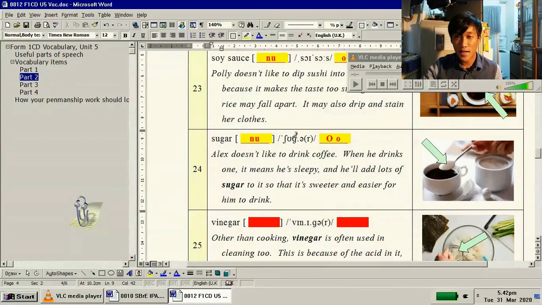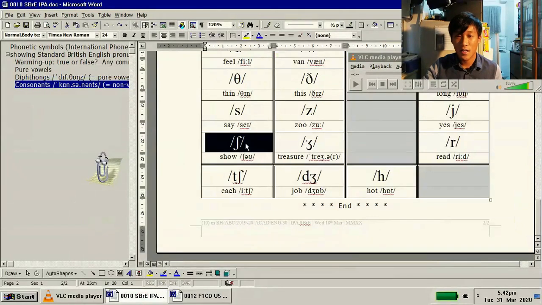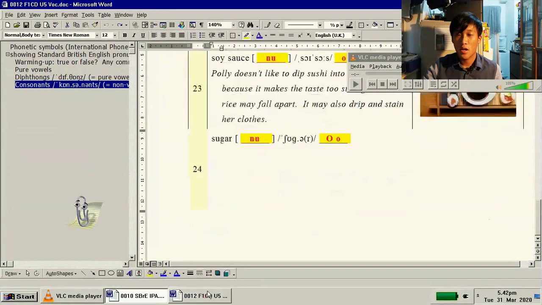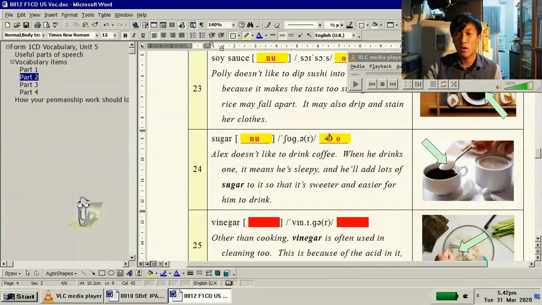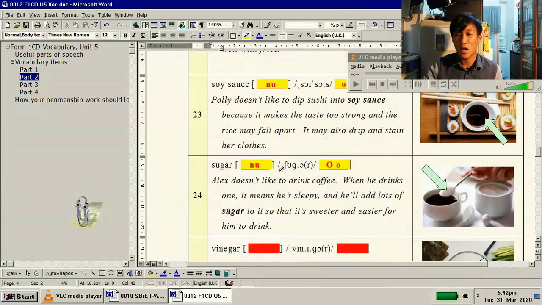Okay. And from the IPA, the first sound is the sh sound. Here, the sh sound is unvoiced. The first part of the word show, sh. Okay, sugar, not sugar. It's not an S sound, but an SH sound. So some people in Hong Kong say sugar. No, not sugar. Sugar. Okay, so let's practice reading. Sugar.